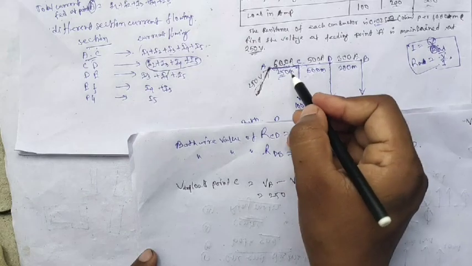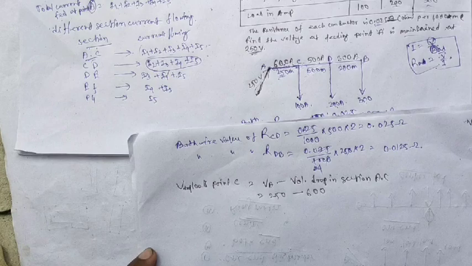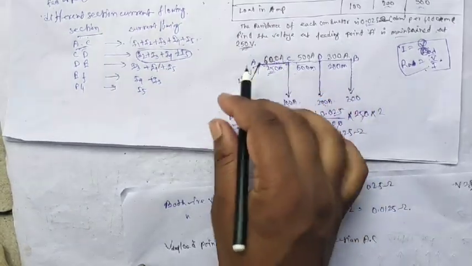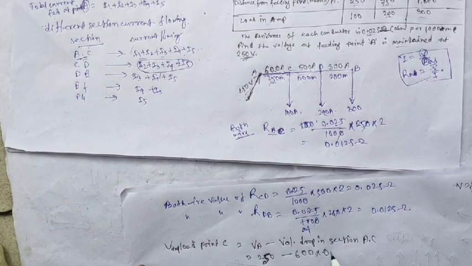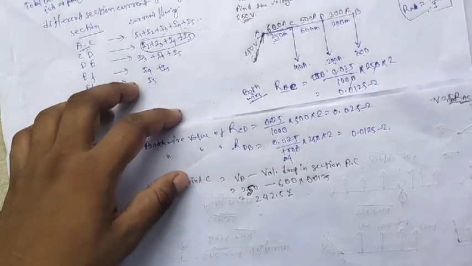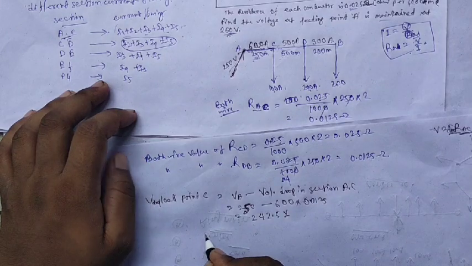Current is how much? 600. So 600 into, we also calculate the RAC, this portion resistance. What is the value? 0.0125. So we can easily calculate the voltage drop of this portion. I think this value is 7.5 volt. So we can also calculate the value of CD, the voltage drop at point CD.